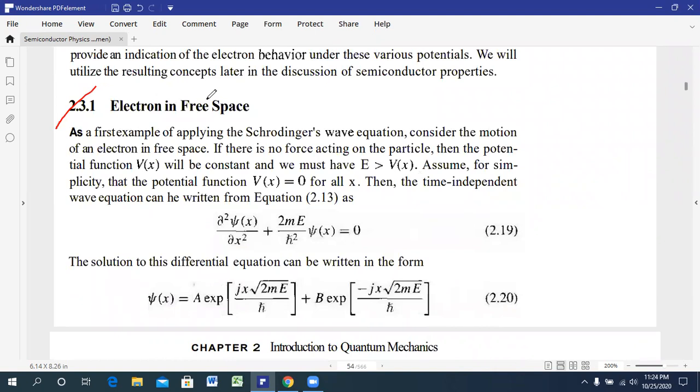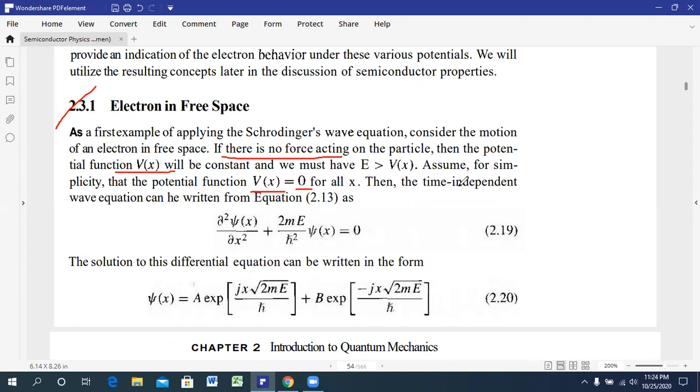Electron in free space means there is no potential function. As a first example, we are applying Schrodinger's wave equation considering the motion of an electron in free space. If there is no force acting on that particle, that means no external force is there, then the potential function v of x should be constant. Now we assume that the potential function v of x equals 0 for all values of x.